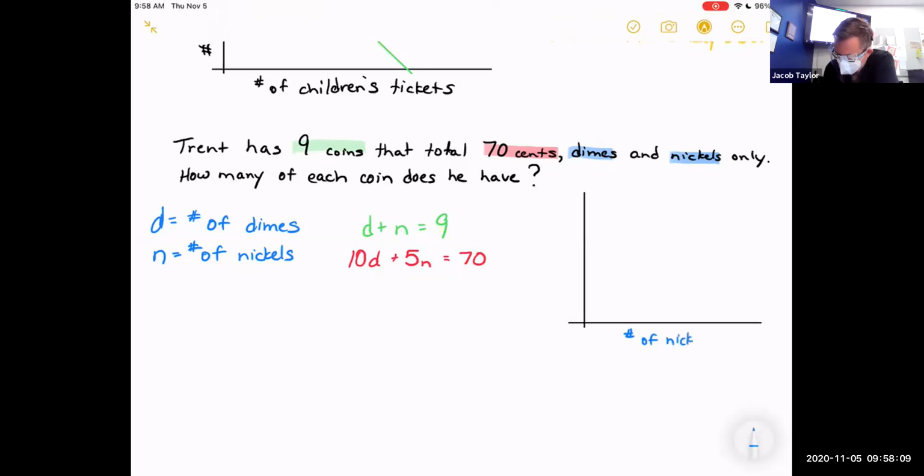Fun fact, nickels not actually made out of nickel. Nickels aren't made out of nickel. But dimes are made out of dime. That's a fact.